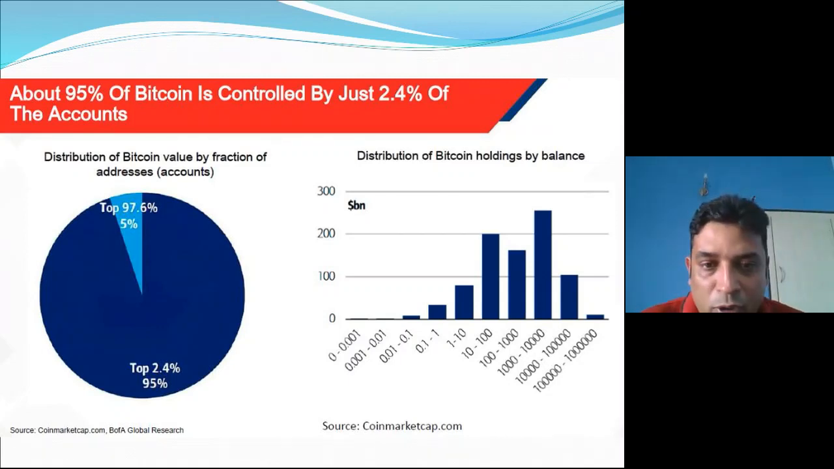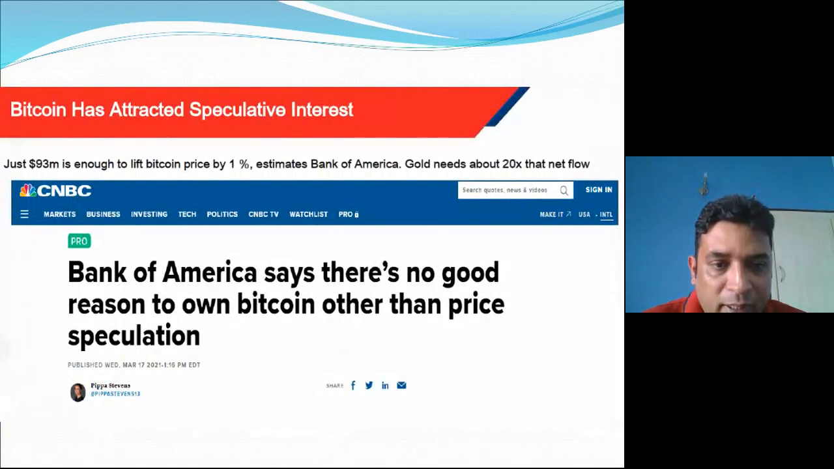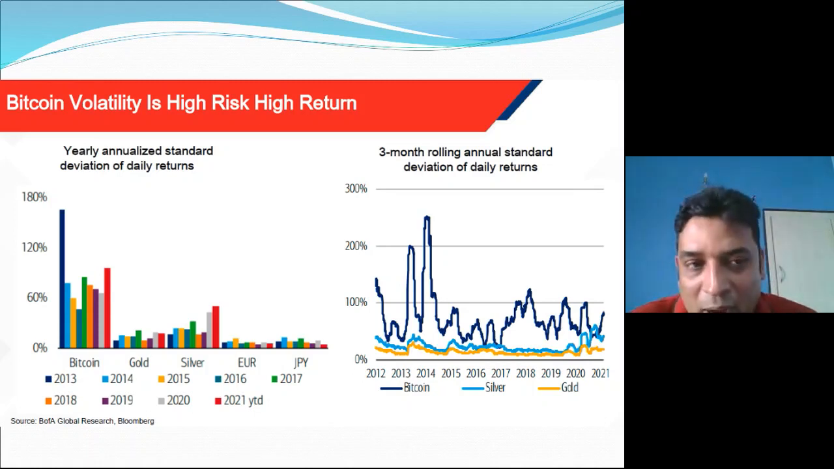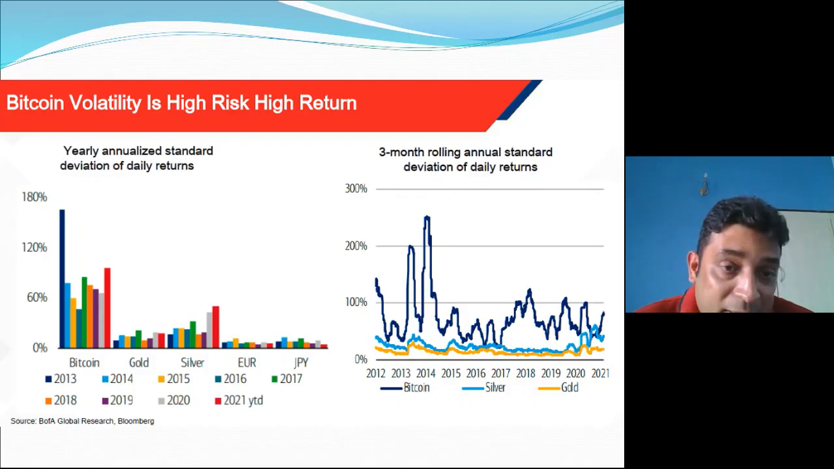I've already mentioned this data point, and to give you a further example, Bank of America says that there is no good reason to own Bitcoin other than price speculation. Now, Bitcoin volatility and high risk return. If you see the Bitcoin volatility across the year, there was huge volatility. And if you see the volatility of gold, silver, the euro, and the Japanese yen, you will see much less volatility in those currencies than Bitcoin. So if you're investing in Bitcoin, there's huge volatility you have to take into consideration, and it is concentrated with a couple of people at the top. So that's the kind of risk you have. The price can collapse at any point of time.